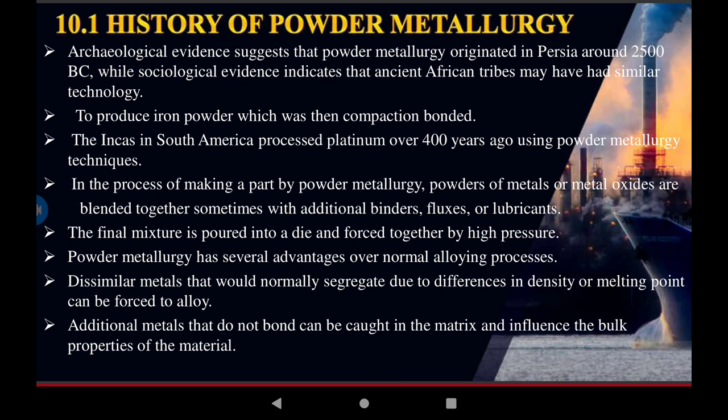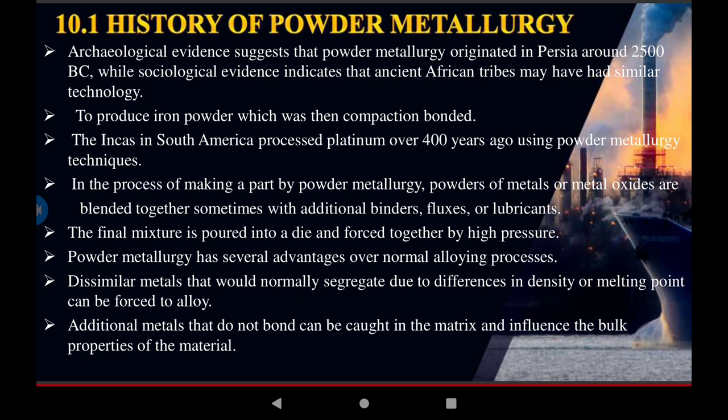The history of powder metallurgy, the archaeological evidence. The archaeological evidence suggests that powder metallurgy originated in the Pacific around 2500 BCE, while sociological evidence indicated that ancient African tribes may have had similar technology in applications. So this is used for powder metallurgy.